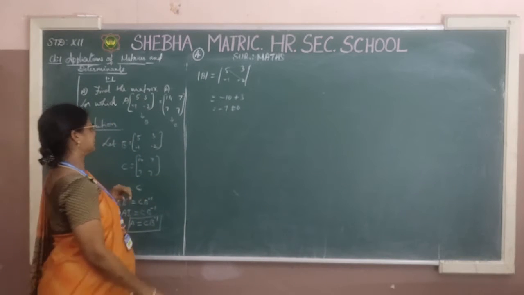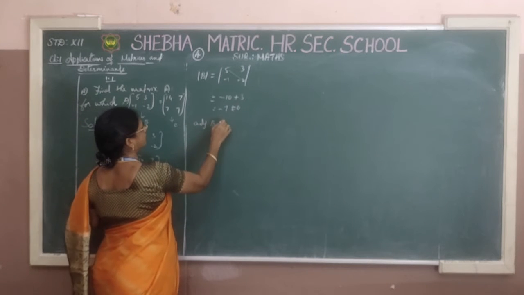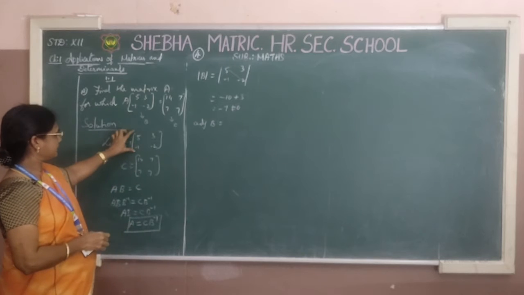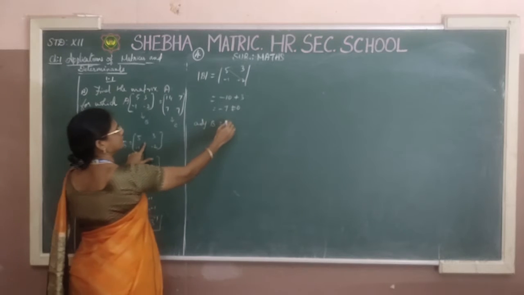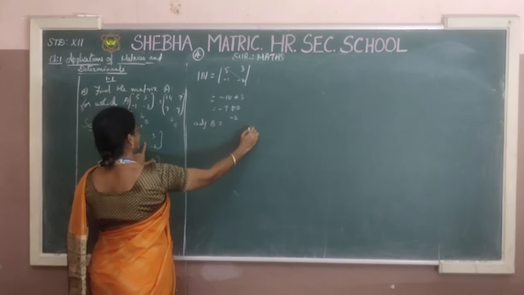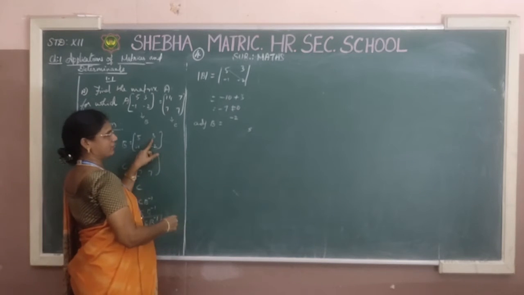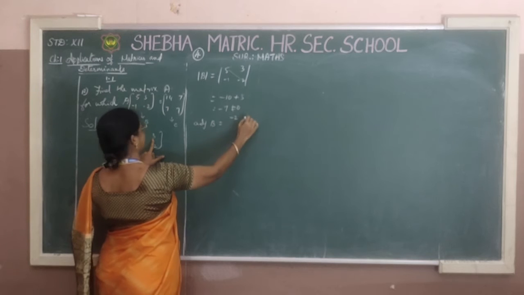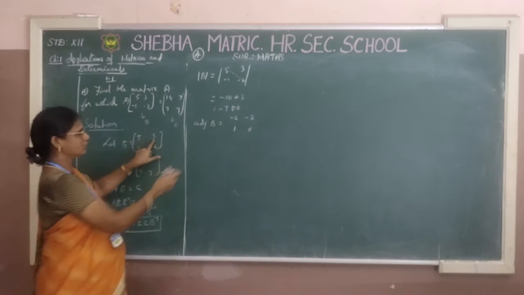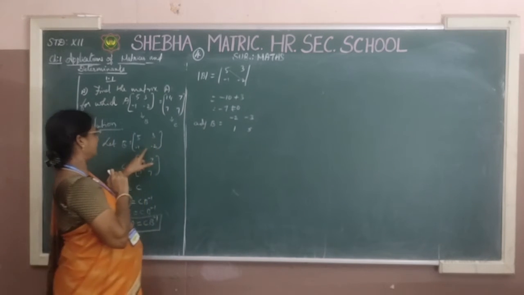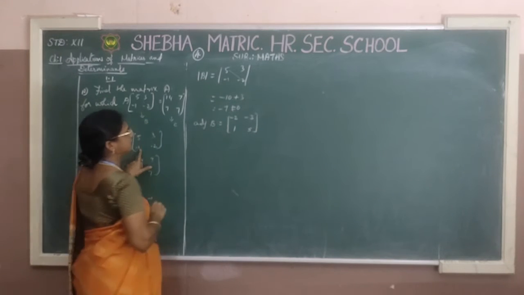The next step, adjoint of B. Adjoint of B is equal to, write the matrix B. Here we have to interchange the elements in the leading diagonal. We have interchanged this, we get minus 2 here and 5 here, and change the sign of the off diagonal elements or subdiagonal elements, minus 3 and plus 1. Here plus 3 is given, so I have to write minus 3, and minus 1 is given, so I am writing plus 1. Okay. This is our adjoint of B.